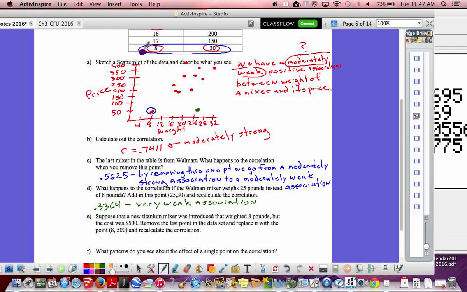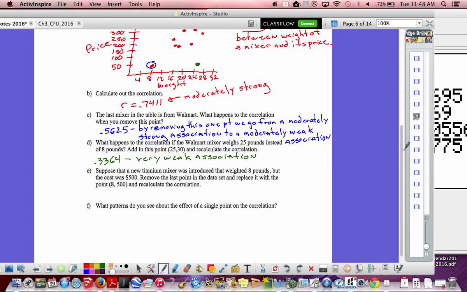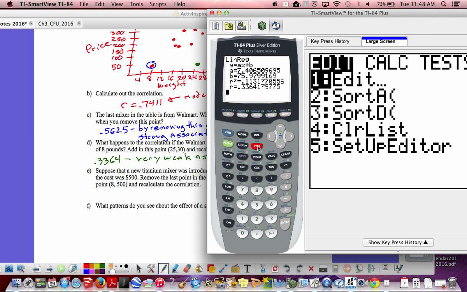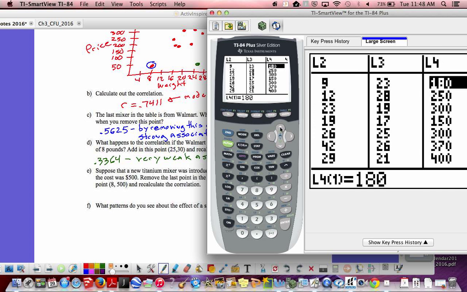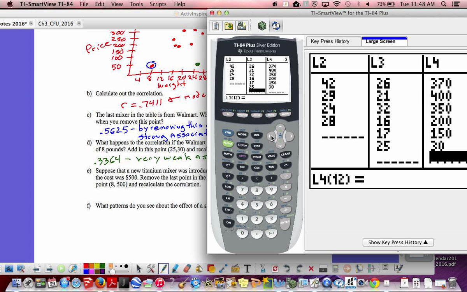What do you think that's going to cause the correlation coefficient to do? Now all of a sudden you have this point. Any idea what it might do? It might make it negative. Let's see if it actually does. Okay, so I go to Stat, go to Edit, go to the bottom of my list. I need to replace the 25 with 8, and the 30 with 500.